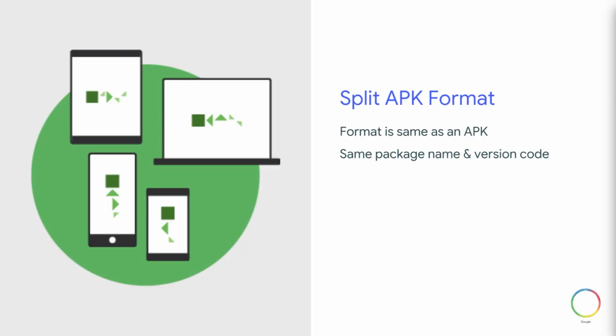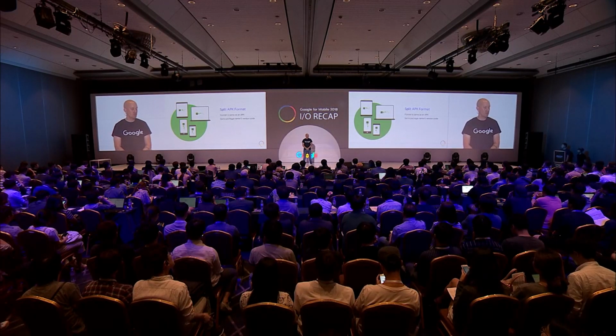A split APK has the same format as a normal APK. It can contain Java code and DEX files, native code, resources, and assets directories. Once installed, split APKs can all be accessed as if they were in a single APK. Each split APK within an app shares the same package name and version code and must be signed with the same key. Let's take a look at how we can take the Android App Bundle and generate split APKs that we can serve to your users' devices.